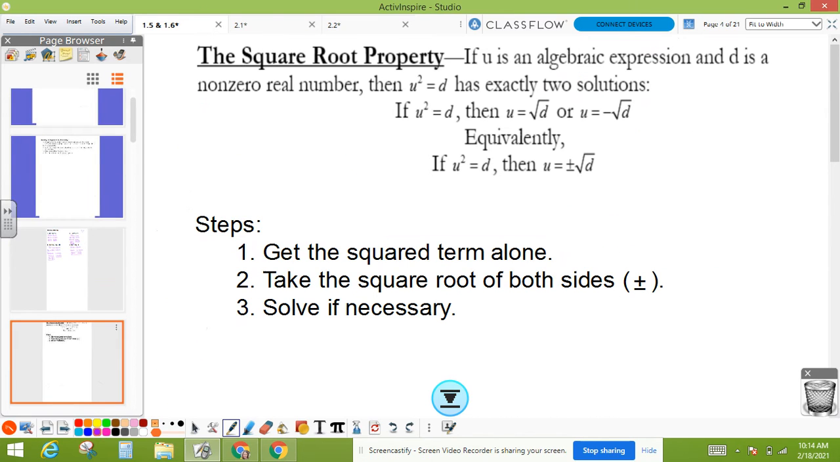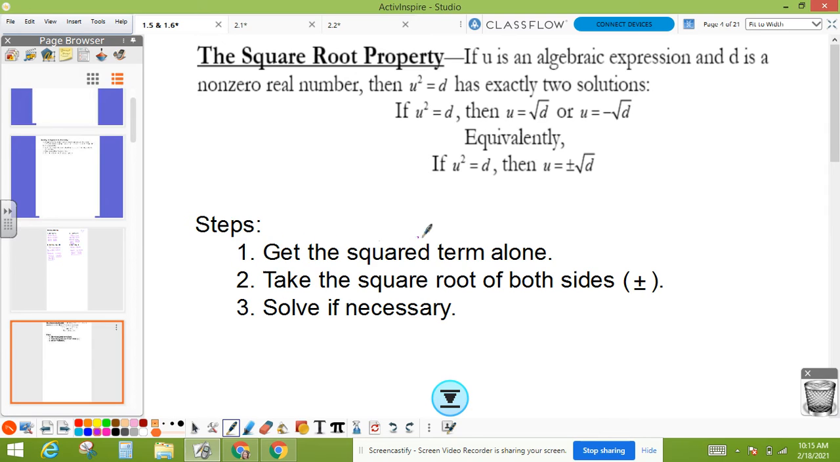Next, we have the square root property. So this is just explaining what the square root property is. Basically, it's saying that if you have something squared equal to a number, then you can take the square root of both sides and you get two answers, the positive and the negative square root of whatever's in the place of d.